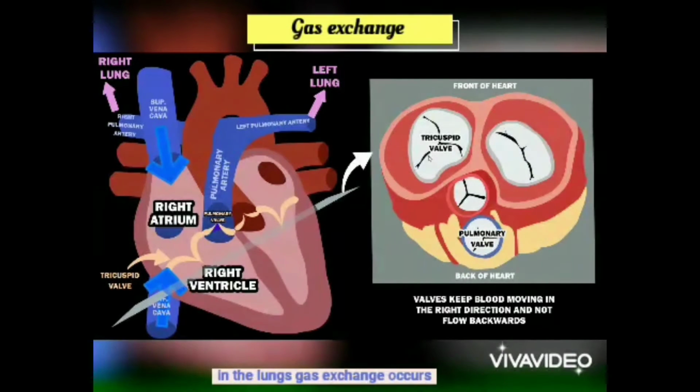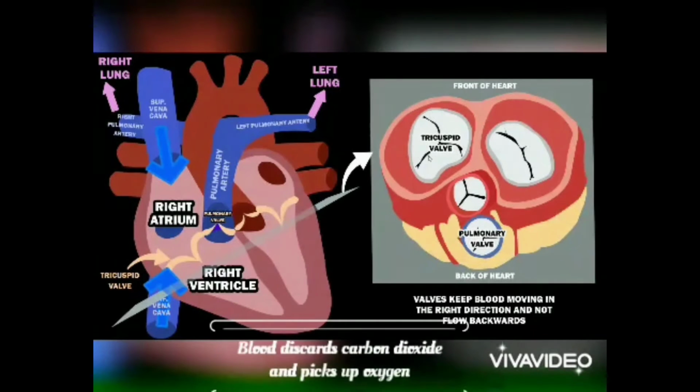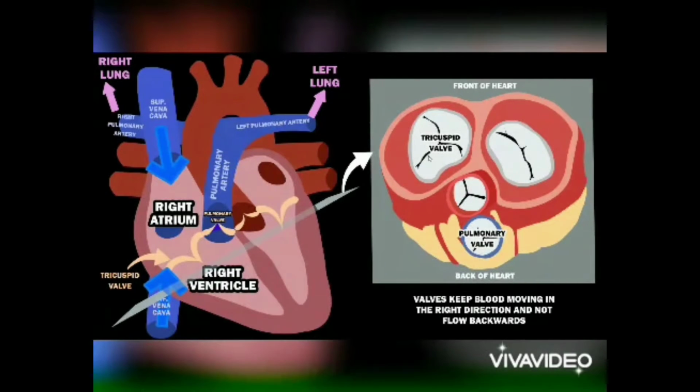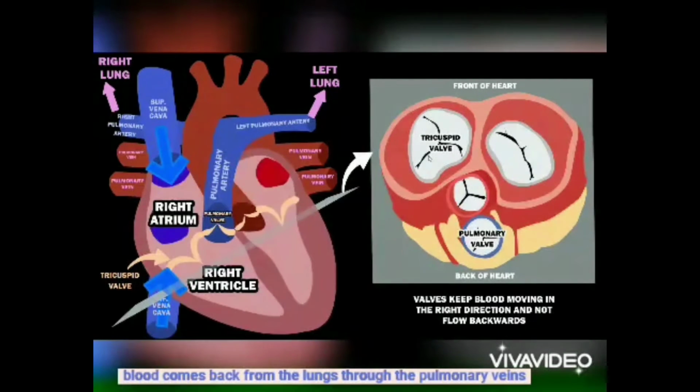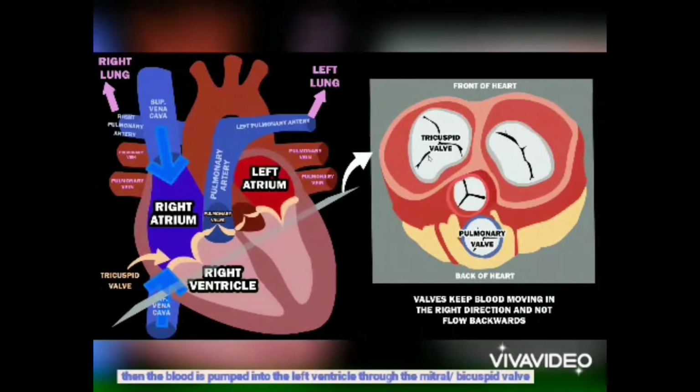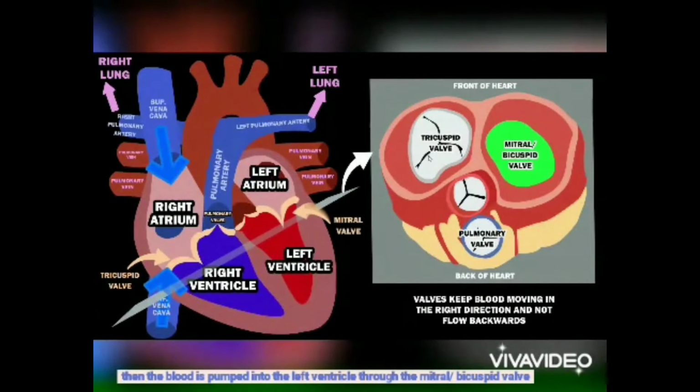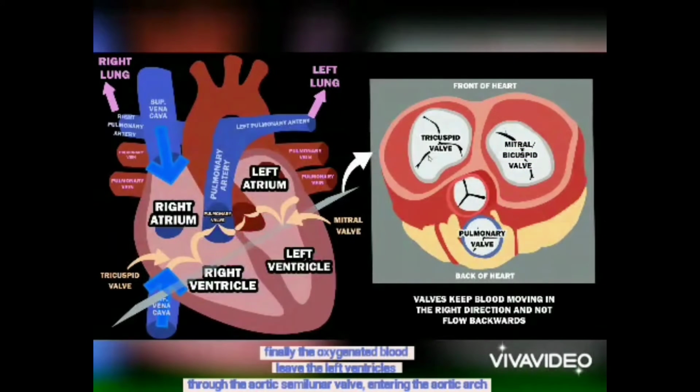In the lungs, gas exchange occurs. Blood discards carbon dioxide and picks up oxygen. It comes back from the lungs through the pulmonary veins, entering the left atrium. Then the blood is pumped into the left ventricle through the mitral or bicuspid valve. Finally, the oxygenated blood leaves the left ventricle through the aortic semilunar valve, entering the aortic arch.